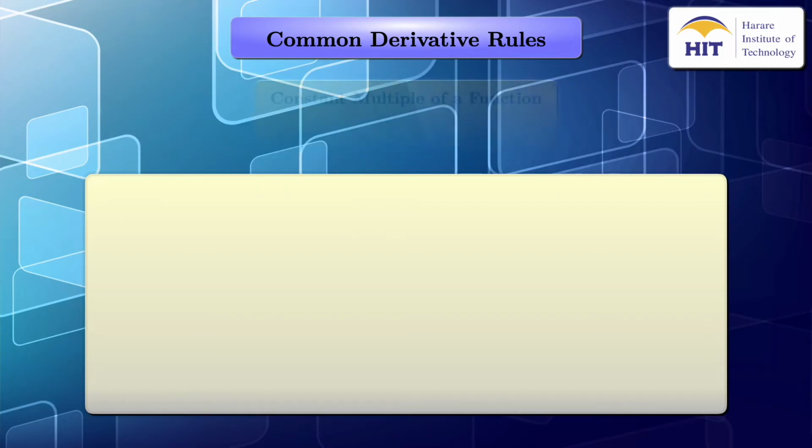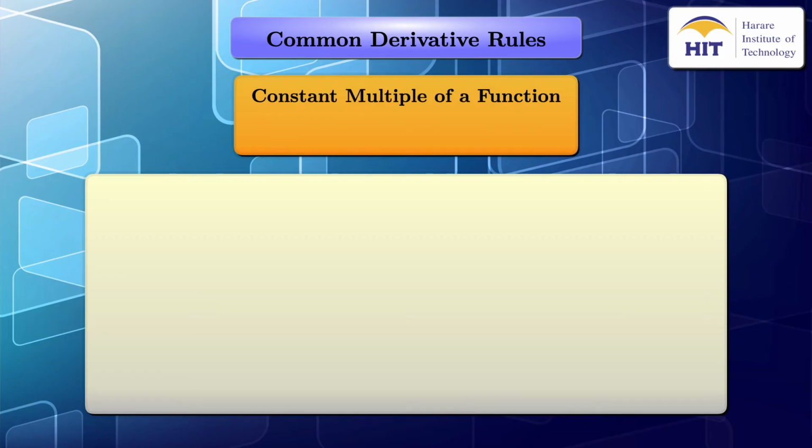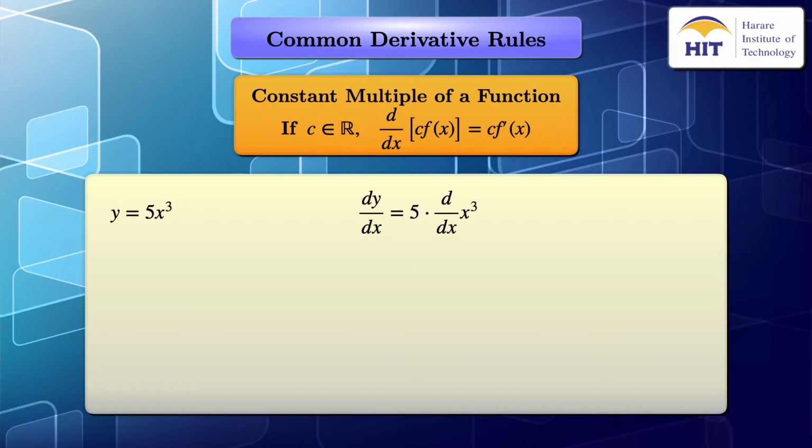I now move on to the next one. When you are looking at a constant multiple of a function, if c is a real number, the derivative with respect to x of c multiplied by a function f of x is equal to c multiplied by f prime of x. For example, if we have the function y is equal to 5x cubed, we have a constant 5 multiplying a function x cubed. So our c in this case is 5, and our f of x is x cubed. Using this formula, the derivative of y with respect to x will be 5 multiplied by the derivative of x cubed with respect to x.